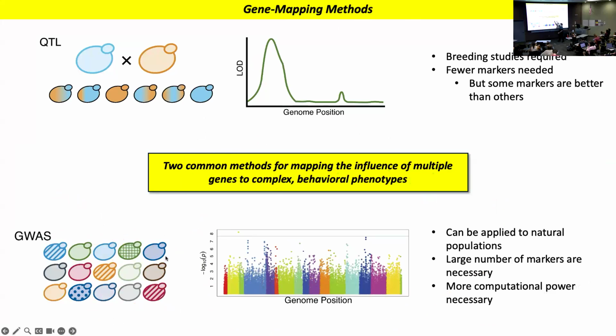And those are the two basic ways that I want you to know of gene mapping. You don't have to know all the details. The biggest thing to know is small number of markers and breeding, large number of markers and no breeding. That's the biggest difference, but otherwise they're doing roughly the same thing, trying to find which genes are contributing collectively to a trait.